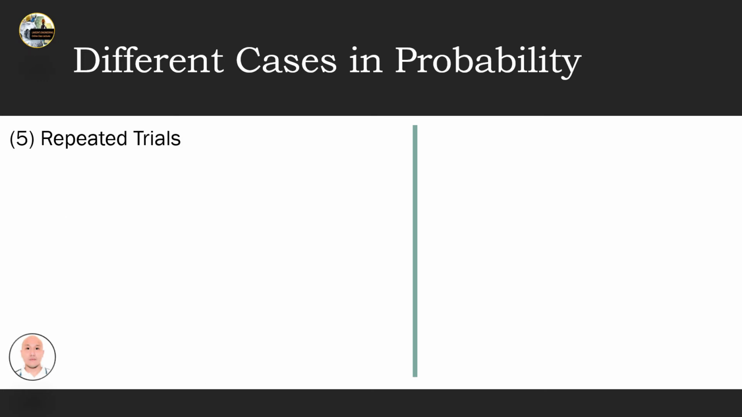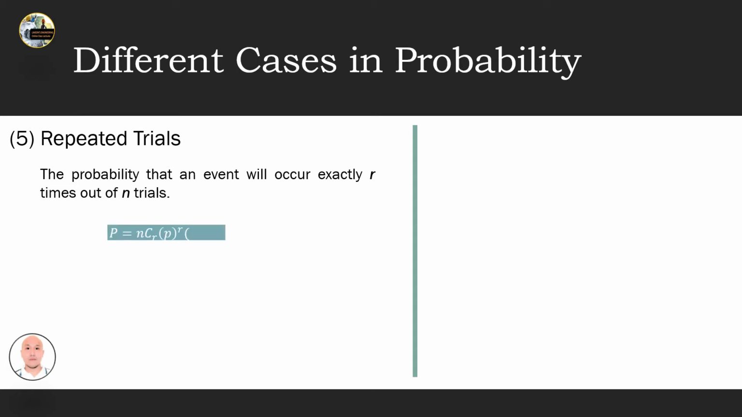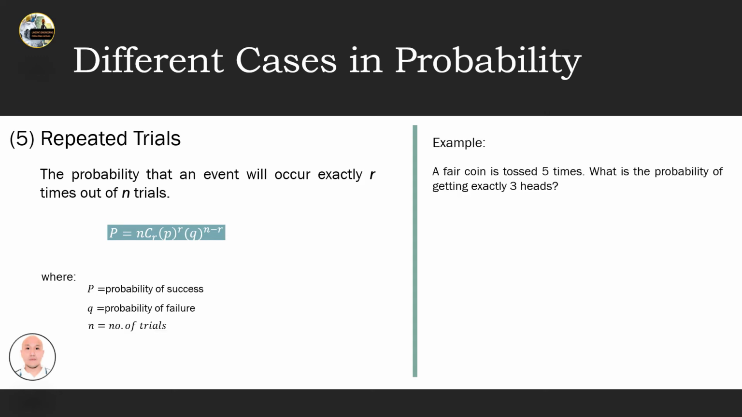Number 5, repeated trials. This is the probability that an event will occur exactly r times out of n trials. We have this formula: P is equal to nCr times p raised to r times q raised to n minus r, where p is the probability of success, q is the probability of failure, and n is equal to the number of trials. We have an example here. A fair coin is tossed 5 times. What is the probability of getting exactly 3 heads?